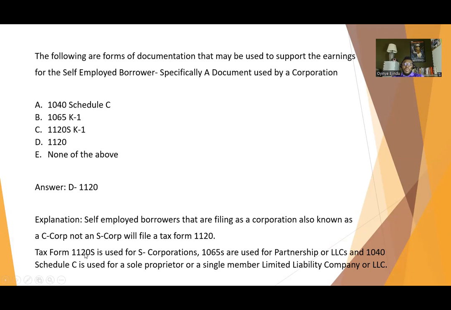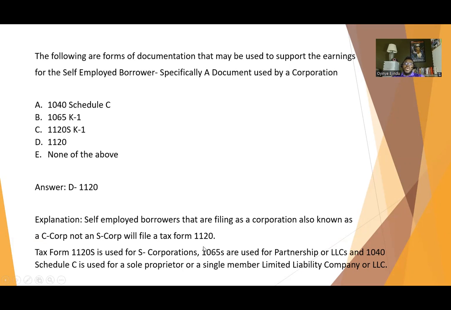The tax form 1120S is used for an S corporation. 1065s are used for partnerships or LLCs. And the 1040 Schedule C is used for a sole proprietor, a single member limited liability company, or LLC.